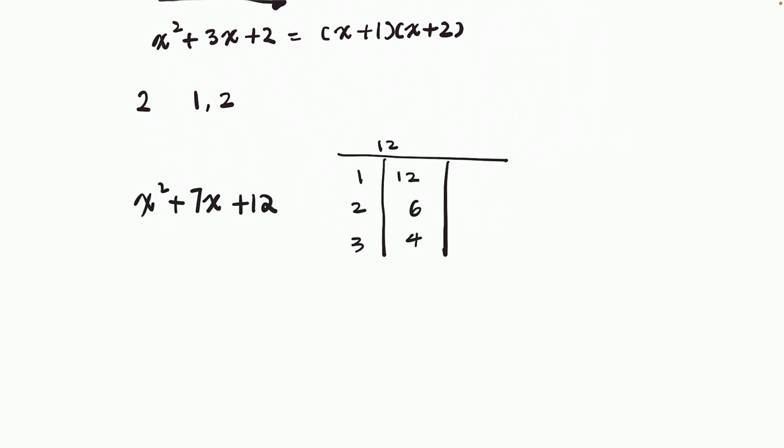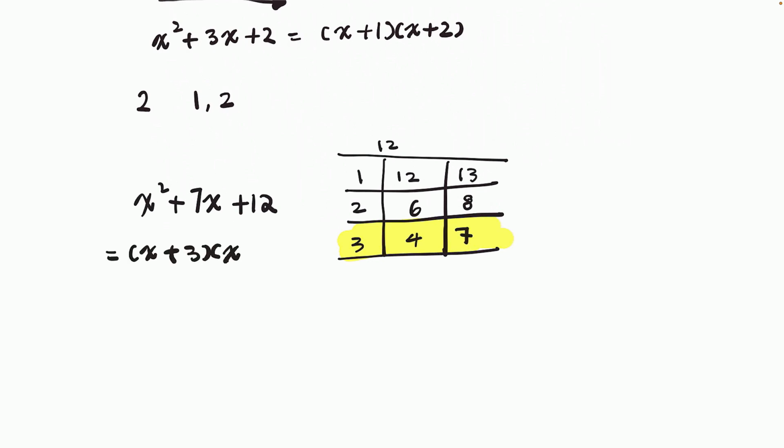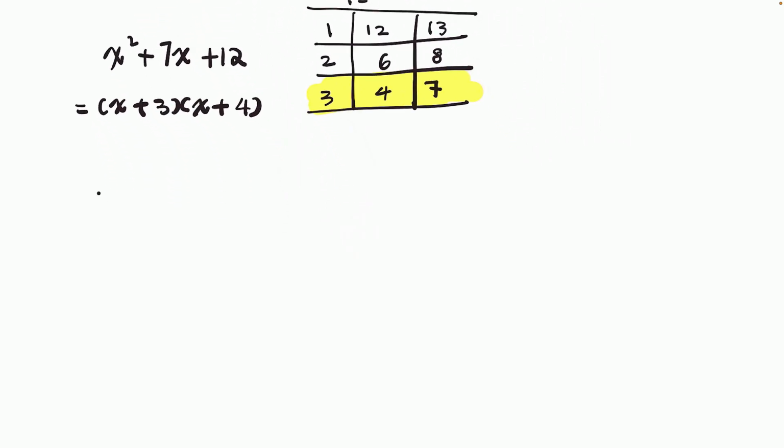So for this one, obviously 1 plus 12 is 13, 2 plus 6 is 8, 3 plus 4 is 7. So what we know is that this is going to be our decided pair. Therefore, we can say that it's x plus 3 times x plus 4. Okay? And let's try another one.